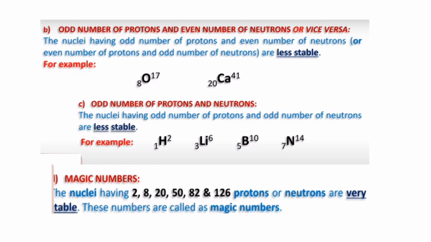The third one, odd number of protons and neutrons. The nuclei having odd number of protons and odd number of neutrons are less stable. Examples: hydrogen, that is deuterium, lithium, boron, nitrogen.